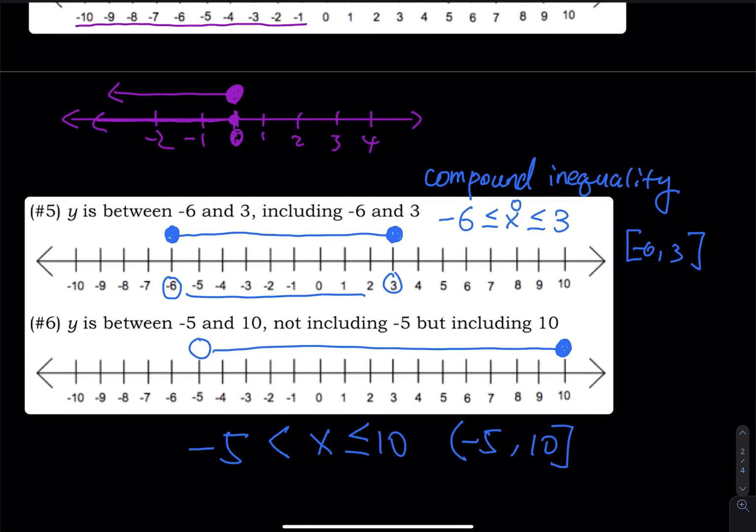So that is the basic concept of linear inequality, number line, solution set, and interval notation. So in the next video, I will show you how to solve simple inequalities.